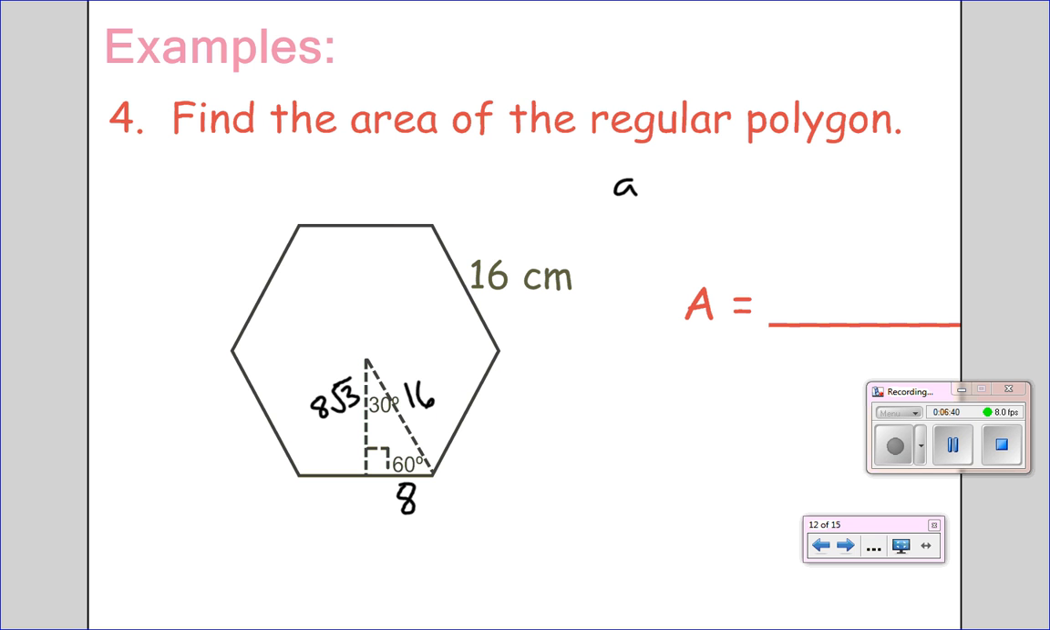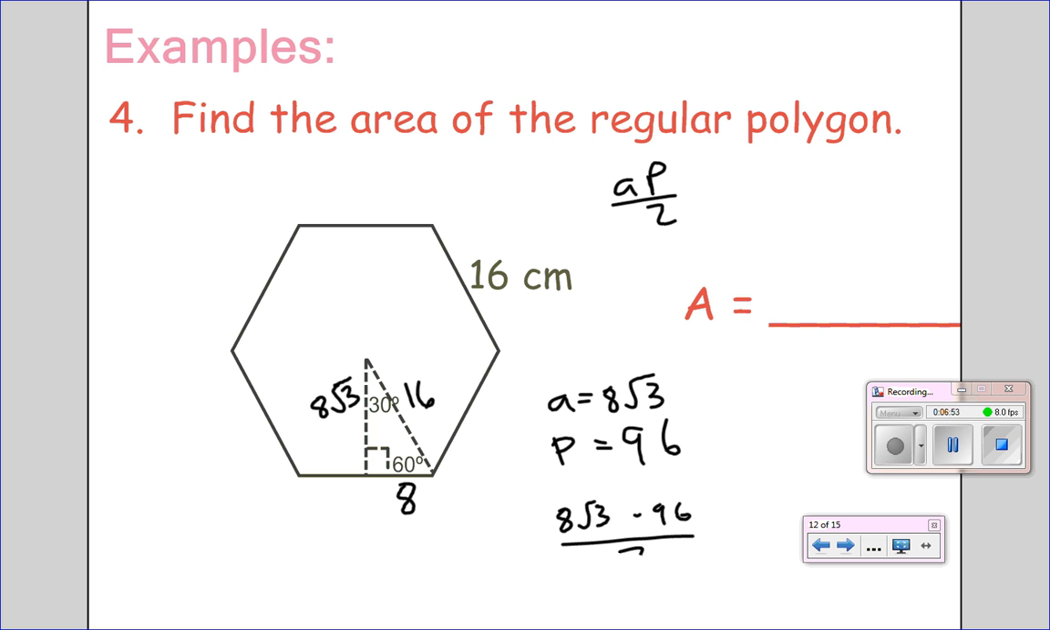So we plug into the formula AP over 2. We know that A equals 8 root 3, and P equals 16 times 6, so 96. So plugging in 8 root 3 times 96 over 2. So we're going to do 8 times 96 on our calculator, see what we get. So we get 768 root 3 over 2. And divide that by 2. So 384 root 3 centimeters squared. Hopefully you're able to get there.